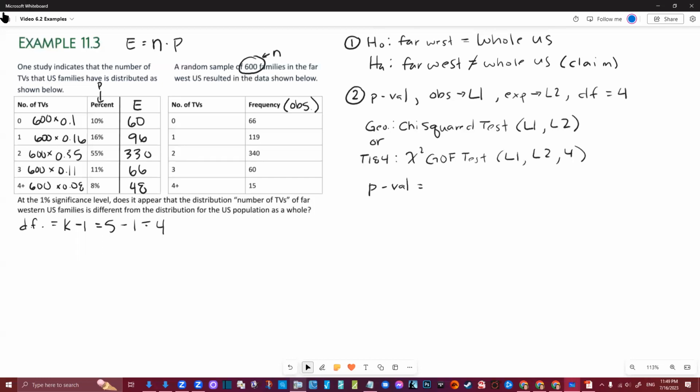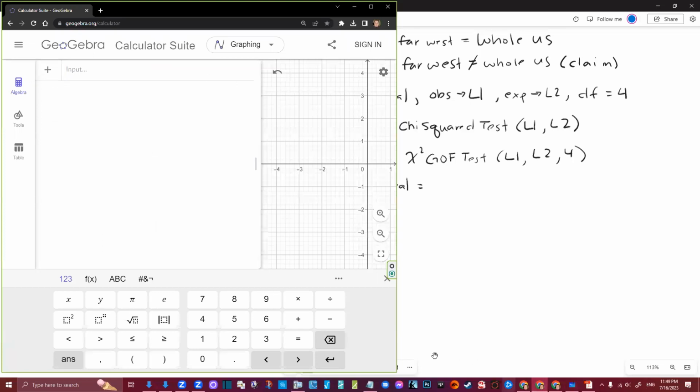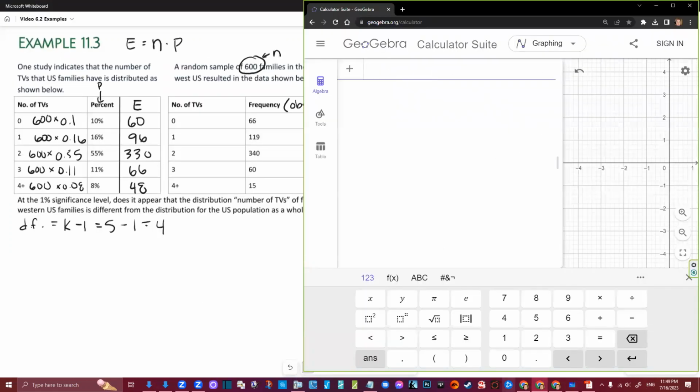So this time I'm going to use GeoGebra so you can see what it looks like in GeoGebra. Again, let me see if I can find that. Nope. There we go. Yay. So let me scoot this over here just so I can see my data and enter those lists. So I'm going to create L1 for my observed. Enter, so it's saved in memory, and then L2 for my expected.